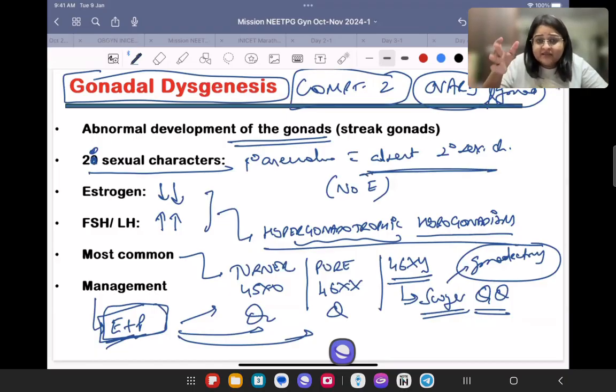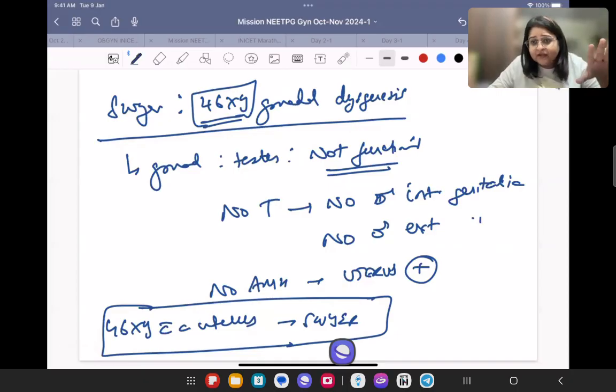Okay, so AIS and Swyer both are 46XY, but both have completely different presentations. Primarily, secondary sexual characters are going to be present in AIS, especially breast. In Swyer, nothing will be there. Uterus will be absent in AIS, uterus will be present in Swyer. Okay, uterus, correct. In Swyer, DHT is absent, so external genitalia is going to follow the default pathway. There is no male external genitalia. The default pathway is female. So female genitalia will develop.